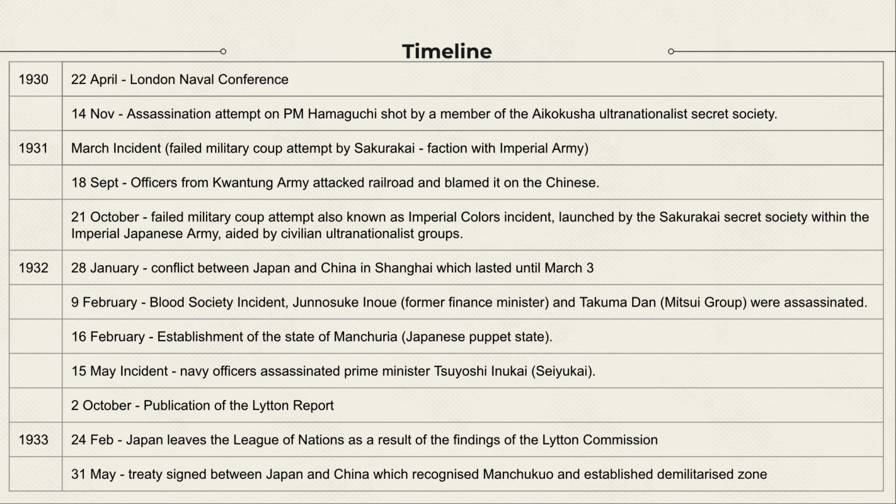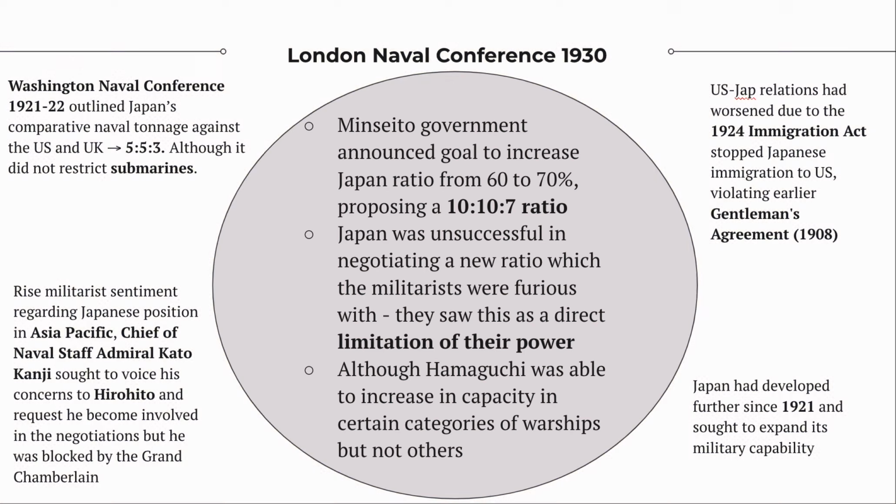And then we have the May the 15th incident, which we talked about in the last tutorial. So if you're unsure what happens on May the 15th, you need to make sure that you go and review that, because that is going to be the end of Tsuyoshi Inukai. He is assassinated, and that is the end of the party cabinets. And then it finally culminates with Japan leaving the League of Nations and the Treaty of Tanggu on 31st of May 1933. So let's get into the events.